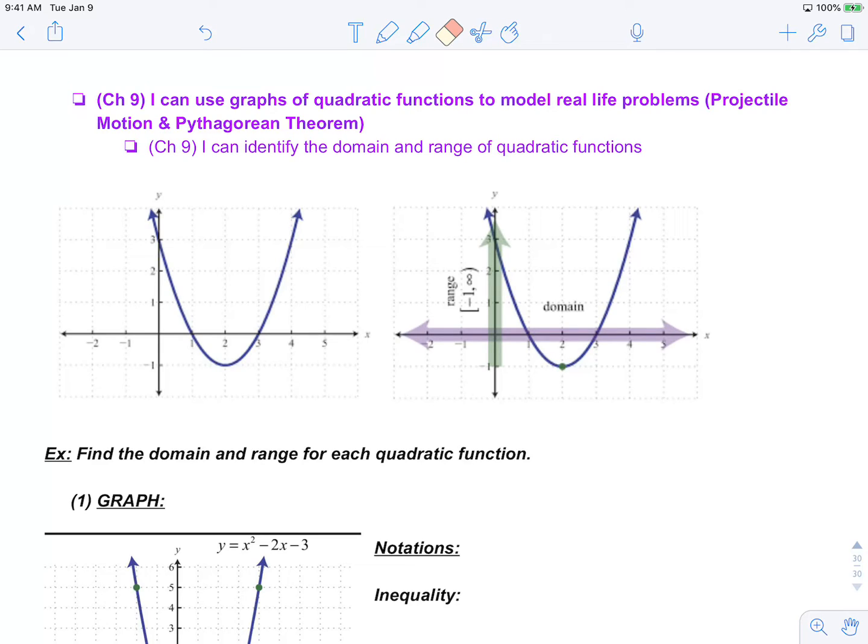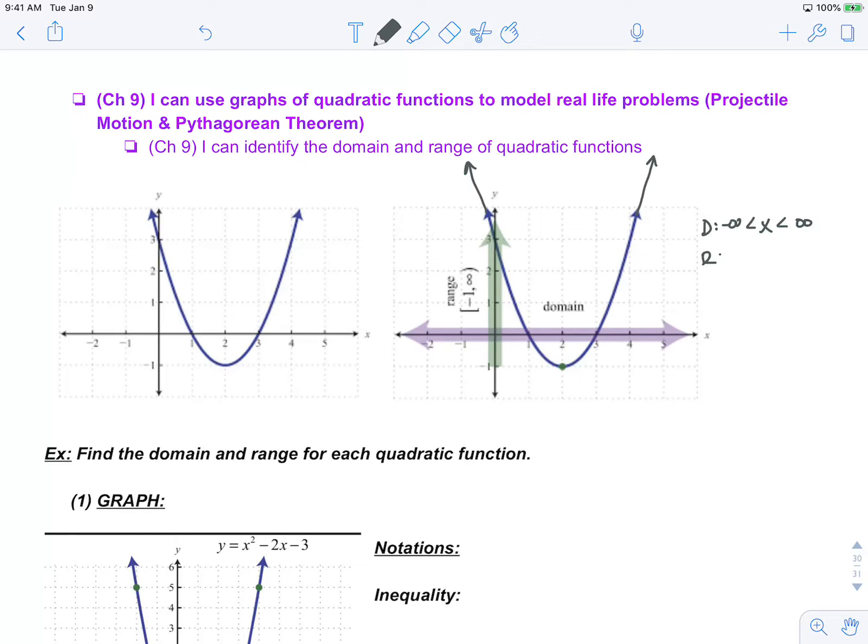Now let's get into finding domain and range from our graphs of quadratic functions. What's cool about quadratic functions is that the U will continue to get wider and wider as this extends in both directions. Therefore, our domain is always going to be x values between negative infinity and infinity. We don't have to think about that.